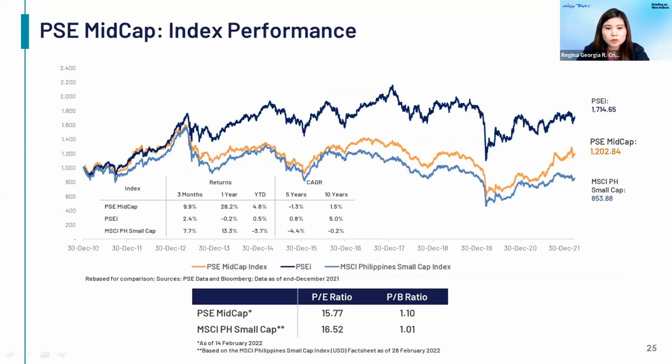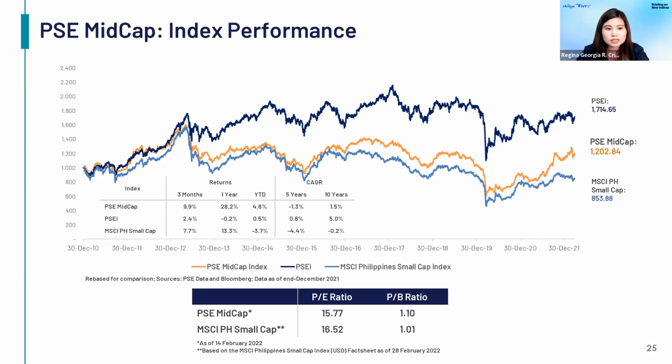In terms of index performance, the orange line here shows the performance of the PSE MidCap Index, while the dark blue line shows the performance of the PSEi, and the light blue line shows the performance of the MSCI Philippines Small Cap Index. Since this is a new index and the constituents are mutually exclusive with the PSEi, we can't really compare the performance with the PSEi. So we looked for the closest comparable index for now, which is the MSCI Philippines Small Cap Index.